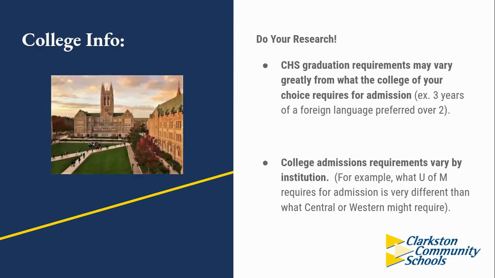Another thing to consider when preparing your schedule for next year is researching college admissions websites for schools that you may aspire to attend. Clarkston High School's graduation requirements may vary greatly from what the college of your choice requires for admission. For example, requiring 3 years of a foreign language rather than 2. In addition, college admissions requirements vary by institution. So what U of M requires for admission may vary greatly from what Central or Western require. So it's really important that you do your research.